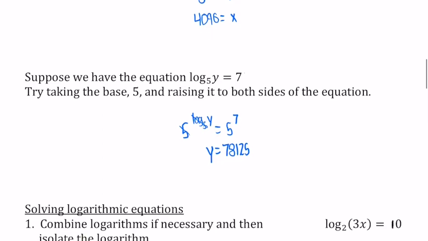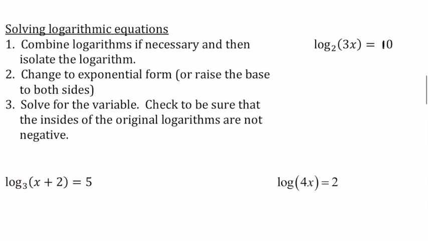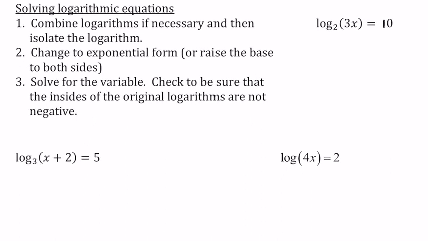In general, when you're solving logarithmic equations, your first step is going to be to combine logarithms if necessary and then isolate the logarithm. In other words, we want to get a logarithm by itself so that our equation is in the form a logarithm of an expression is equal to a number. Then we're going to use one of the two strategies that we talked about a moment ago.